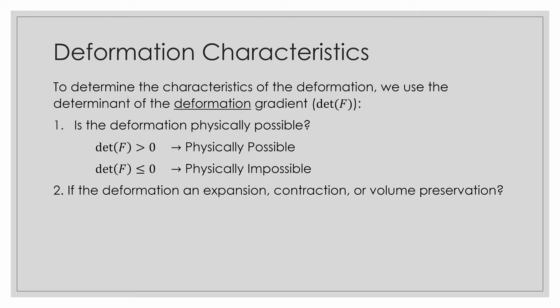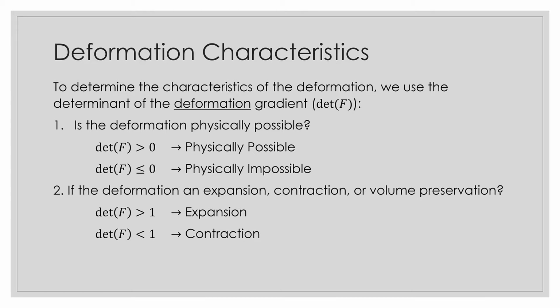And the second thing we can say is, okay, well, is the deformation an expansion of the object? So is it getting pulled apart? Is it contracted, so is it being compressed? Or does the volume of it stay the same? And again, we look at the determinant. So if the determinant is greater than 1, this means that our new volume is greater than our initial volume. It means that there's expansion.